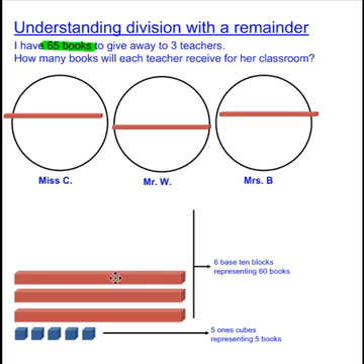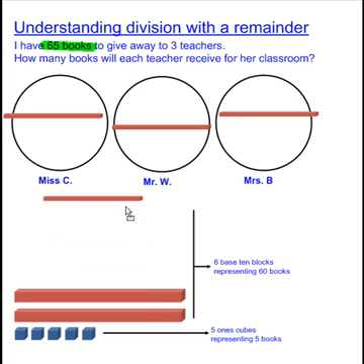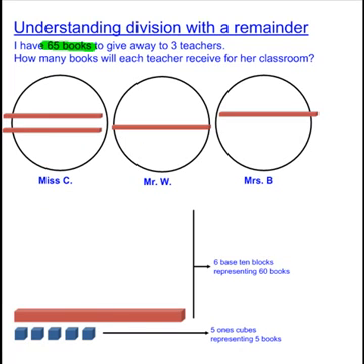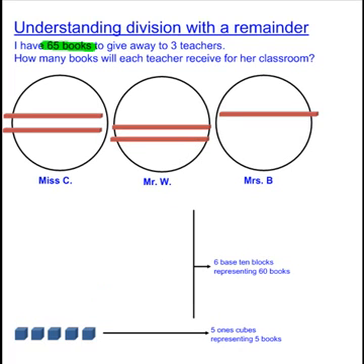That's step 1. Step 2 would be to give the other 10 books to Miss C. This 10 goes to Mr. W. And this 10 goes to Mrs. B. So how many books did I give away in total? Let's count them. 10, 20, 30, 40, 50, 60.